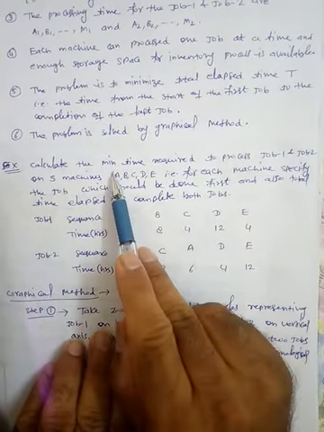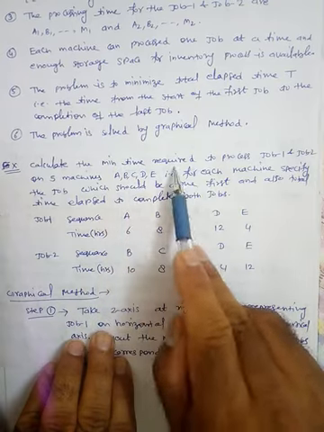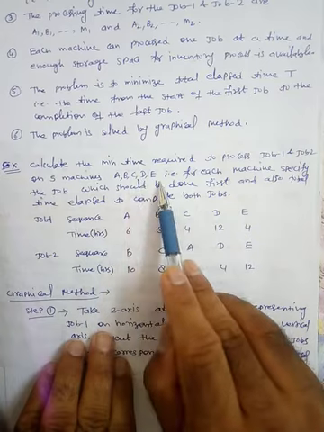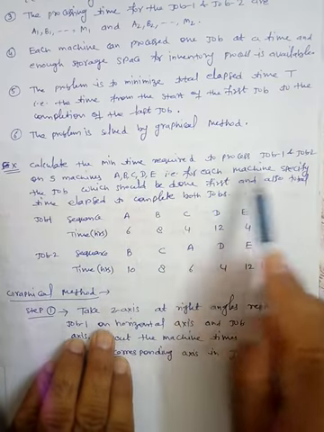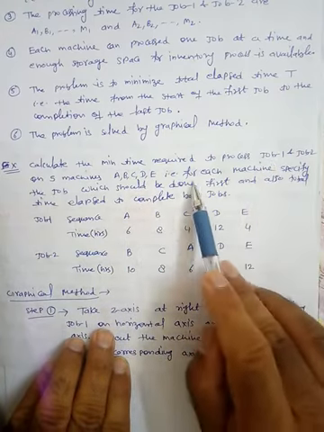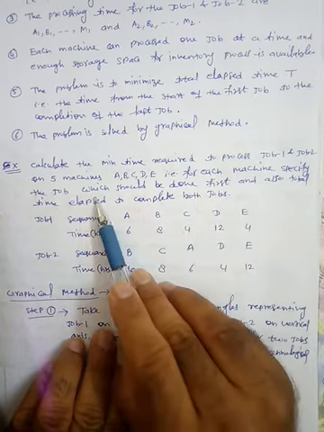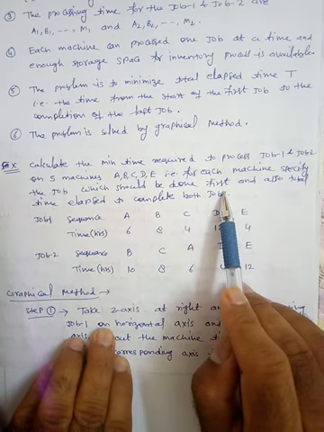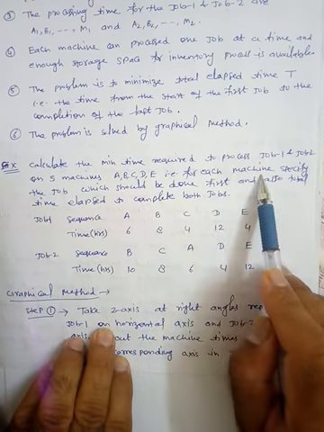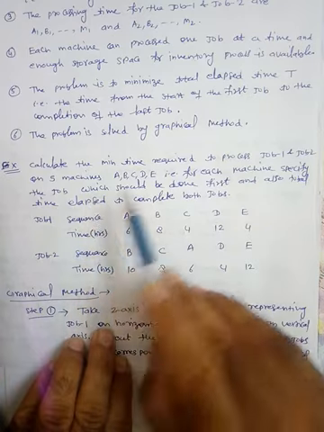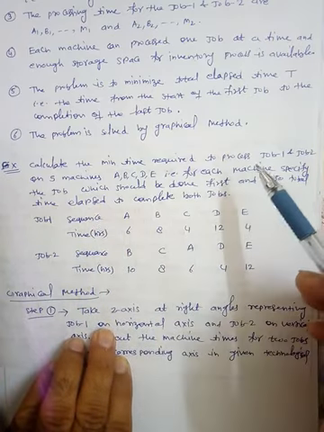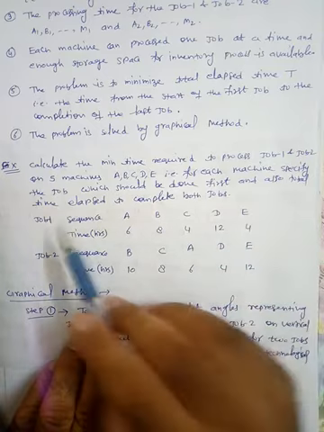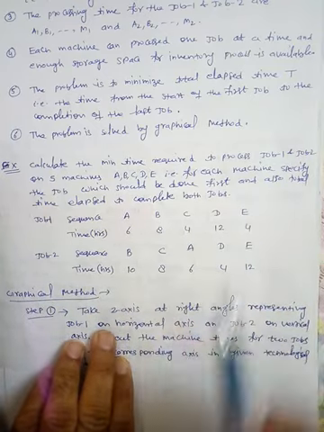Calculate the minimum time required to process job 1 and job 2 on 5 machines A, B, C, D and E. So we have a 5 machines and 2 jobs problem. That is, for each machine specify the job which should be done first. So we have to specify for each machine which job is done first, that means job 1 or job 2, and also the total elapsed time to complete both jobs.